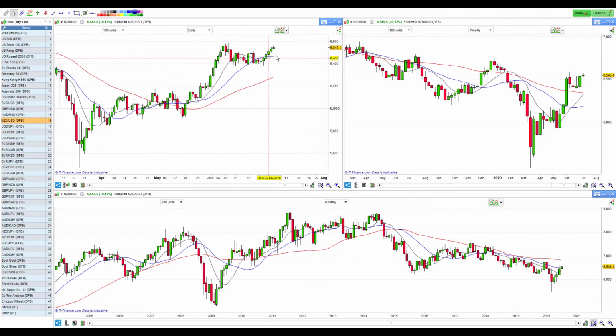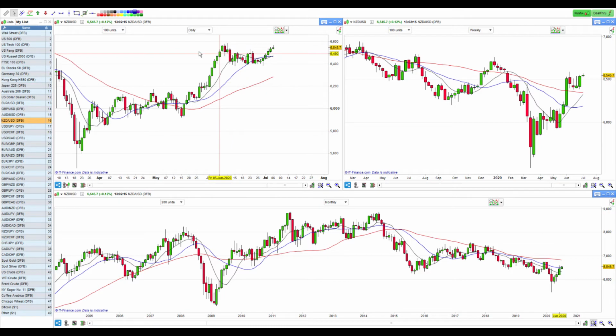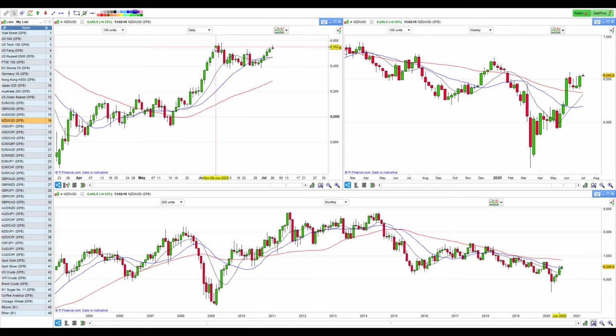Looking at Kiwi dollar, it's also going to be very similar to the Australian dollar, but I am also aware that it won't necessarily be as bullish at the moment.